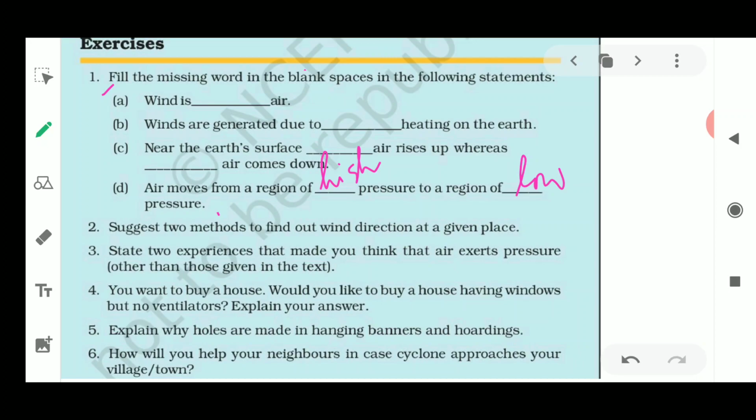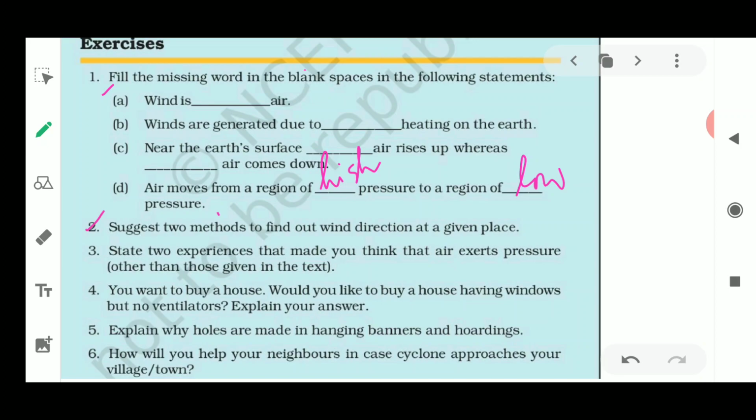Next, the second question is saying you have to suggest two methods to find out the wind direction at a given place. So you can find out the wind direction in two ways, and you have to tell the two methods. The first one is that you can use wind vanes or an anemometer.